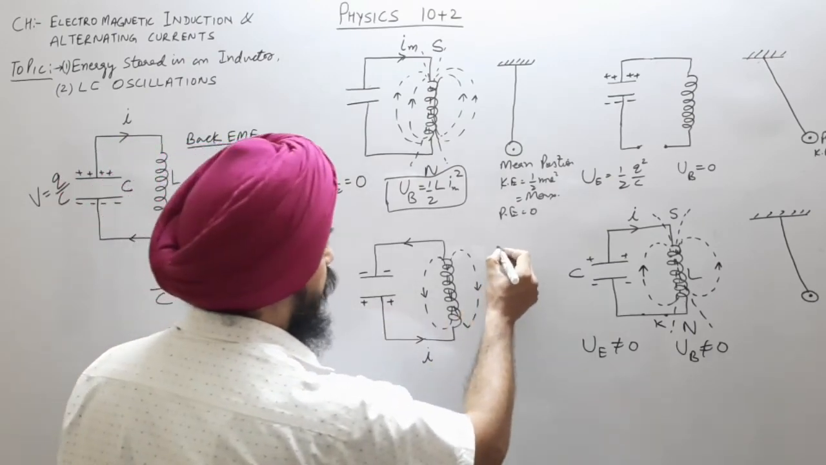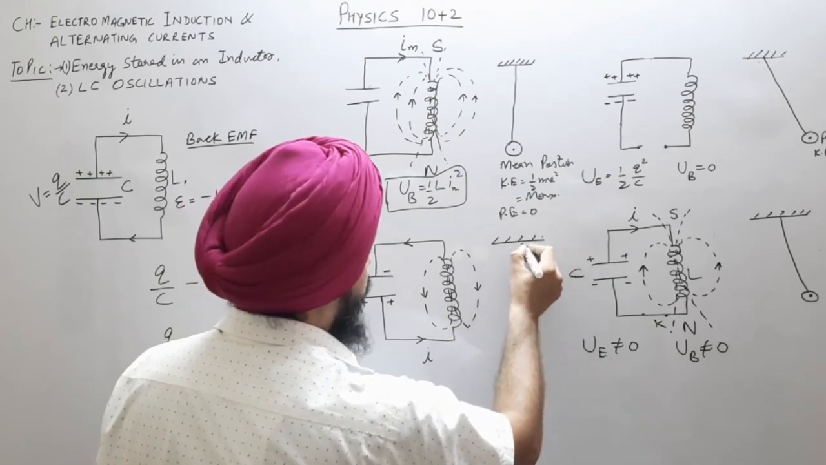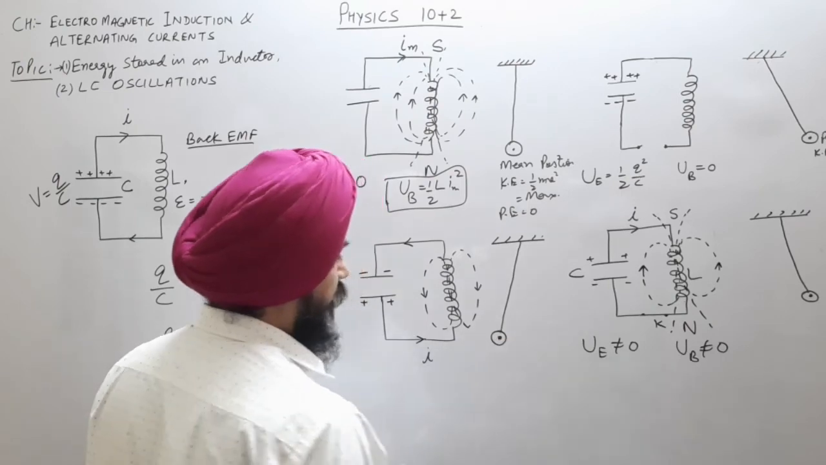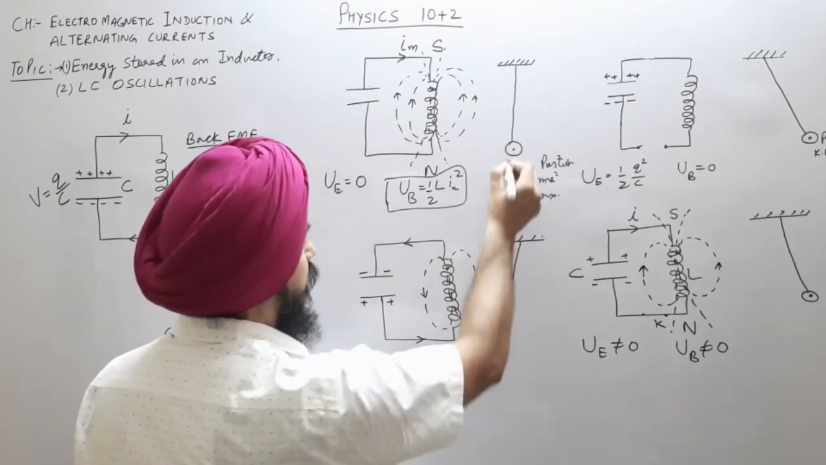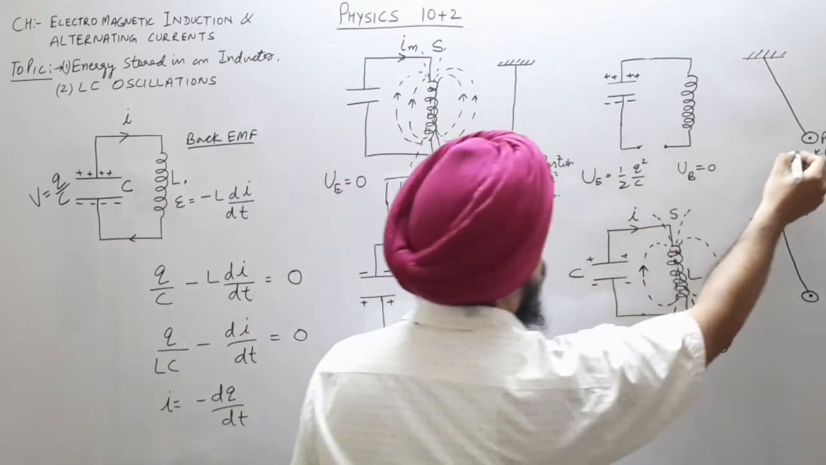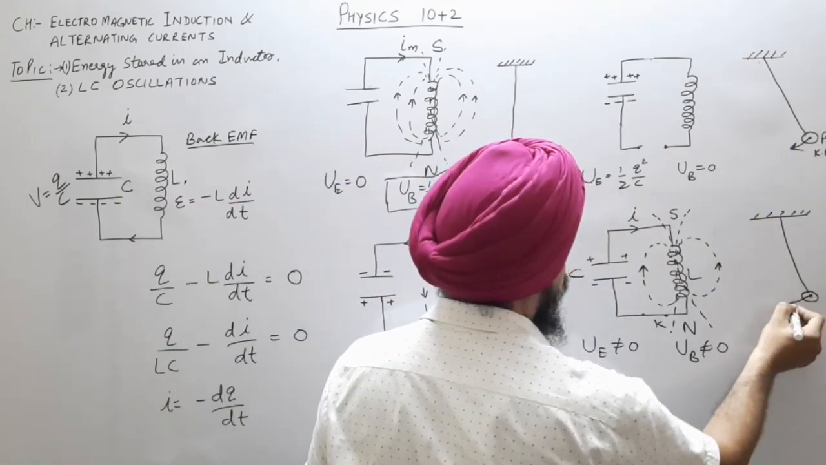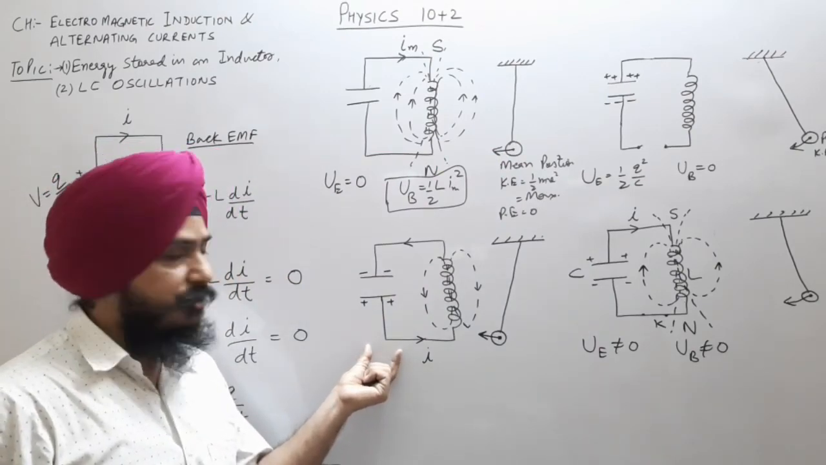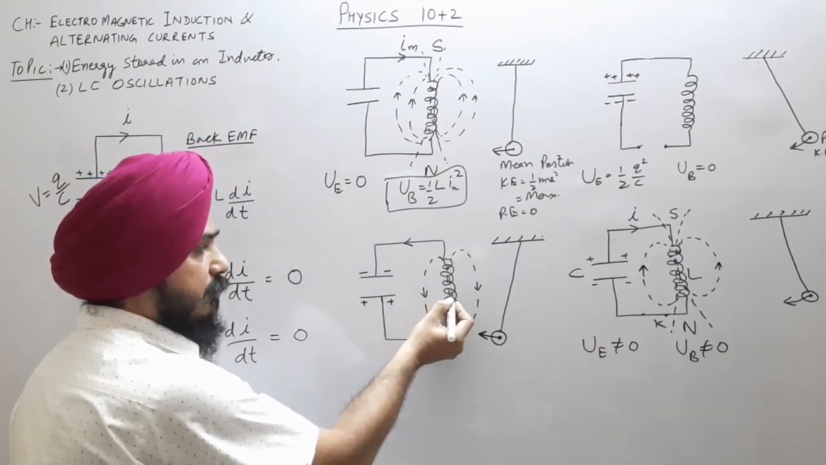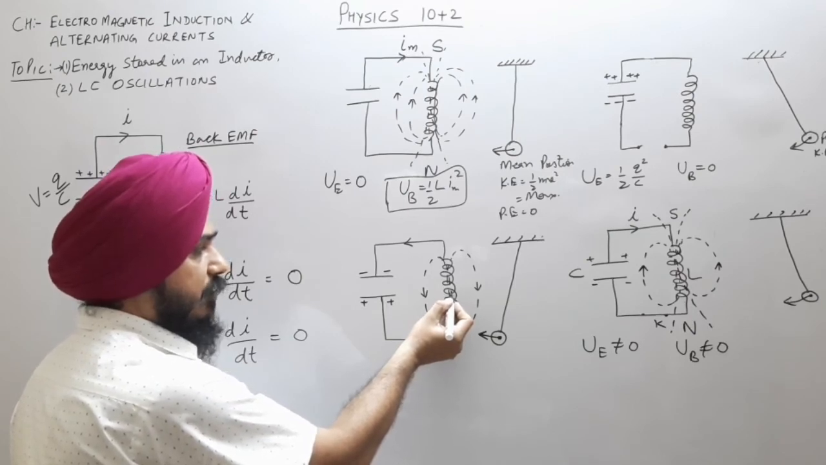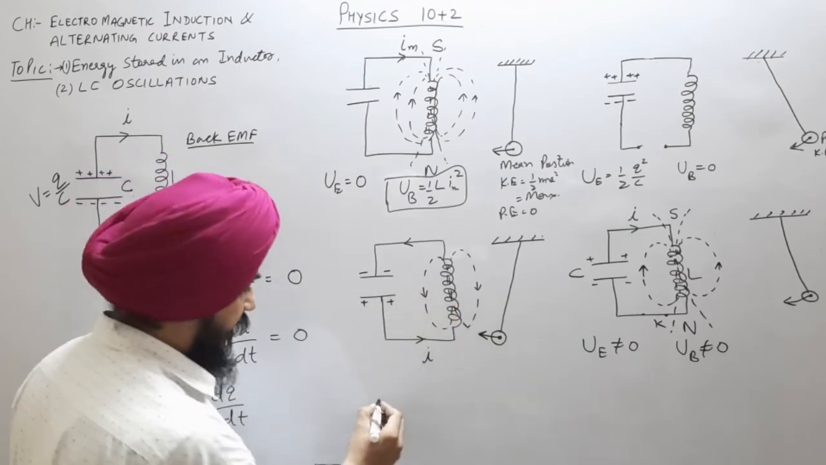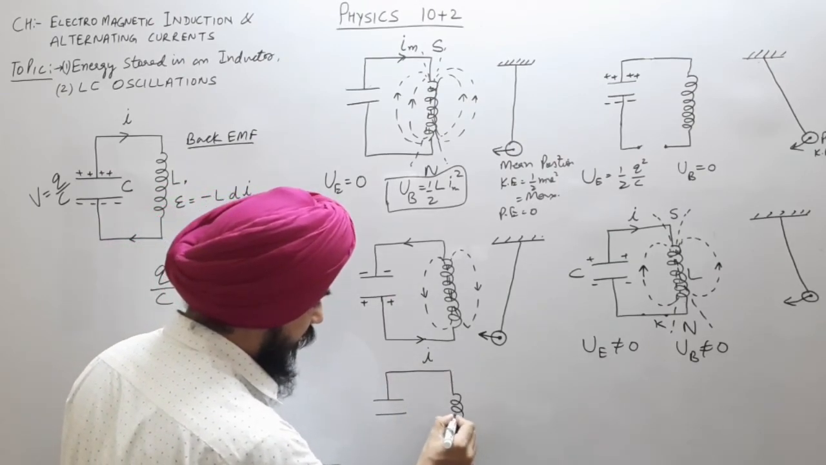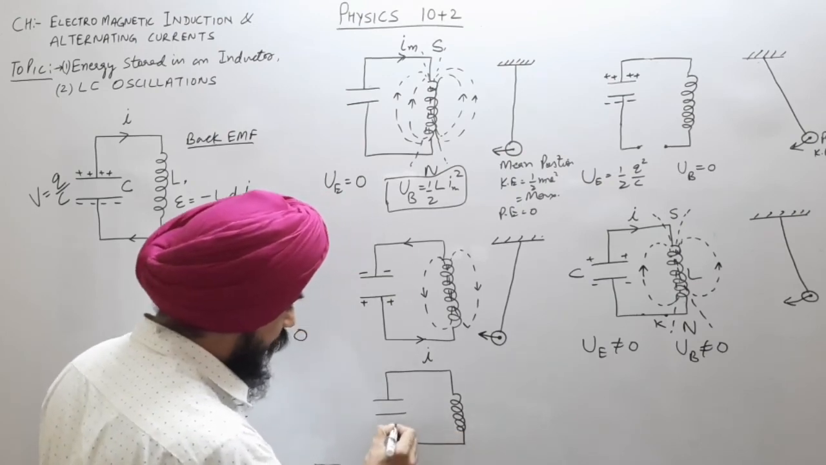So this corresponds to our mechanical system having crossed its mean position. So it's going toward this side. What will happen next? The whole of this magnetic energy will be converted into electrical energy again. So what we will get is a fully charged capacitor again, but with opposite polarity.